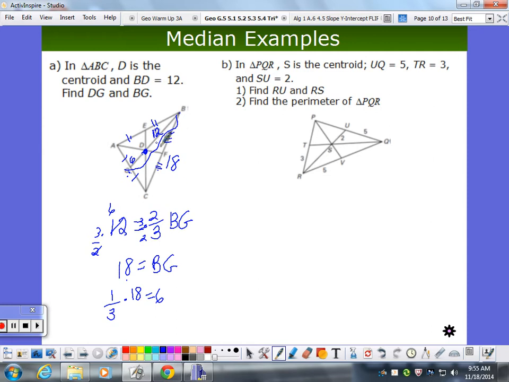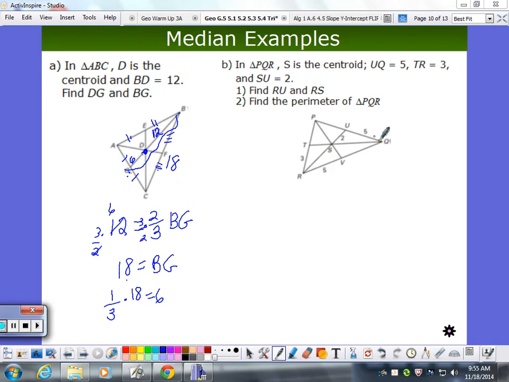You can also think of this in thirds. So this piece is 2 of them. So there's 2 of the 6's here, and there's 1 of the 6's there. If you see it that way, that's fine too. Some people have trouble seeing it that way. Okay, so that's kind of the trick with that.